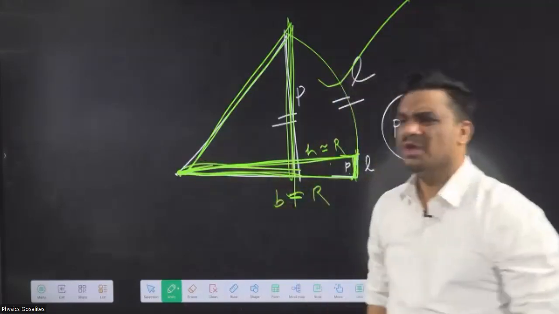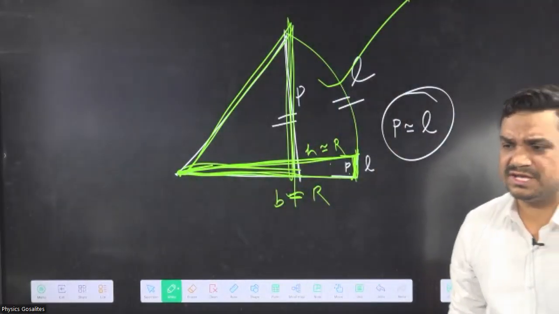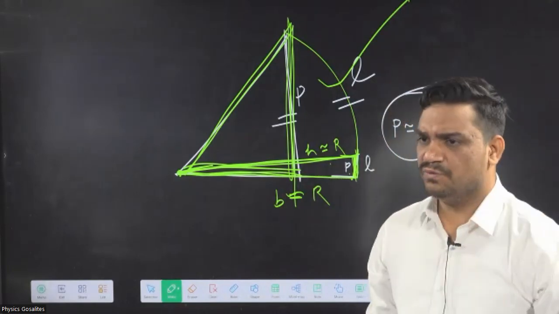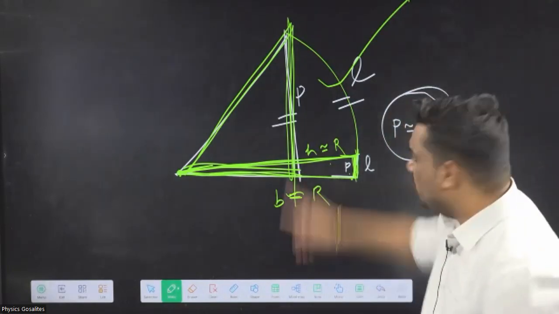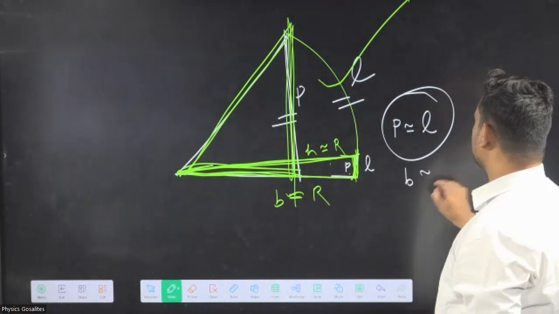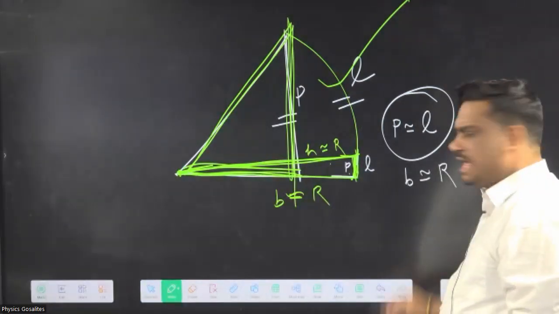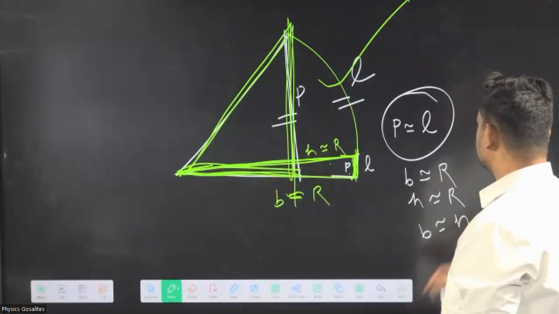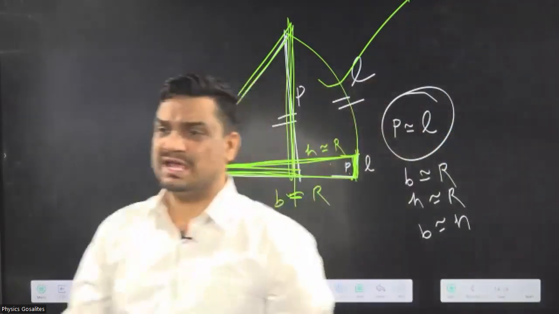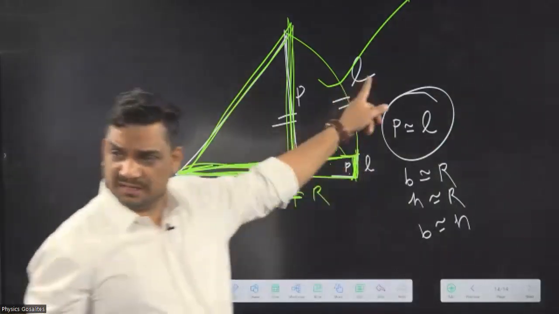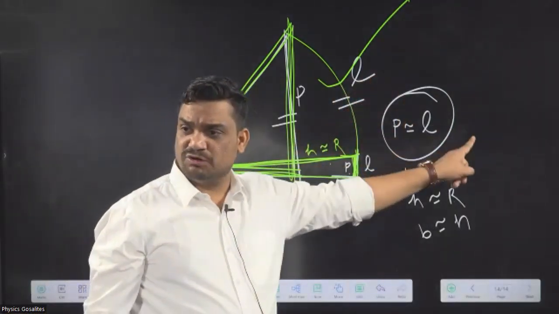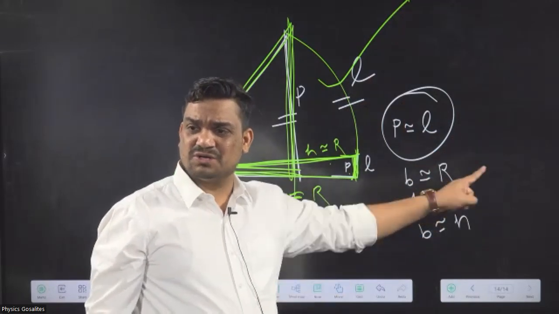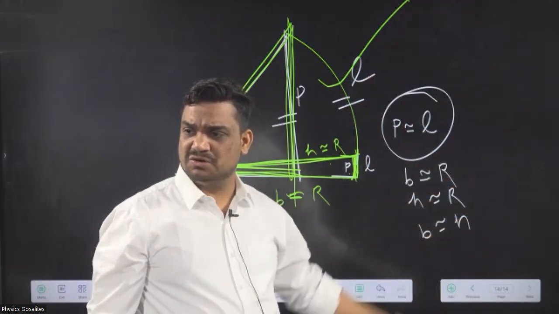If I say base will be almost equal to radius, but for the larger angle, can we say base is equal to radius? Tell fast. No, we cannot say that for the large angle. But for a small angle, we can say base is equal to radius, and H is equal to radius. So we can say base is equal to H. Do you agree with these things for a small angle? For a small angle, we can say P is almost equal to L, base is almost equal to radius, H is equal to radius, and B is almost equal to H.